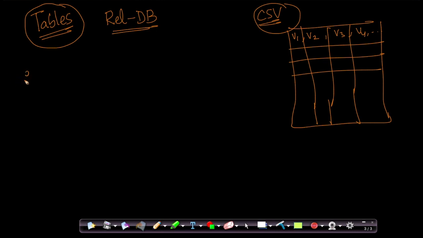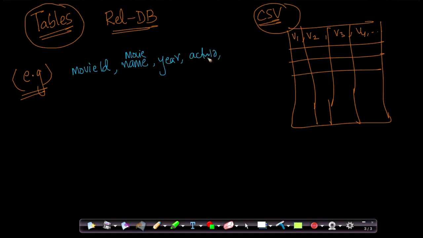Let's take an example, and we'll use this example multiple times across this chapter. Let's assume I have some data about movies. For each movie I have a movie ID, a movie name, and the year in which this movie was released. For each actor, I have an ID for the actor, the actor name, and the gender of the actor.